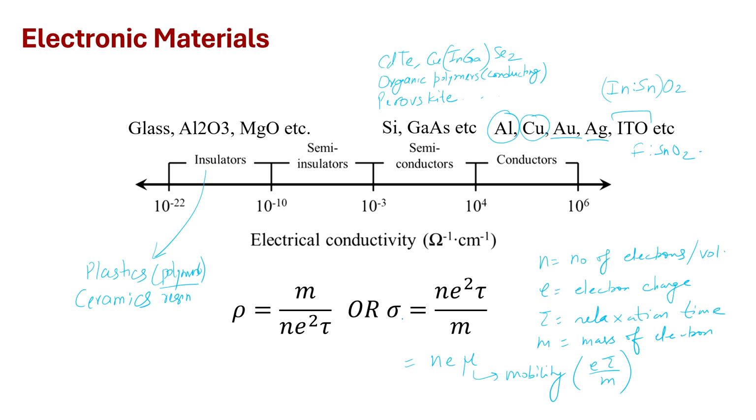Inverse of conductivity. So, this σ is conductivity. Inverse of σ is called electrical resistivity, which is m divided by Ne²τ. So, basically you can say this scale is in increasing order of electrical conductivity or decreasing order of electrical resistivity. So, naturally the units of resistivity will be ohm centimeter and units of conductivity are ohm centimeter inverse.